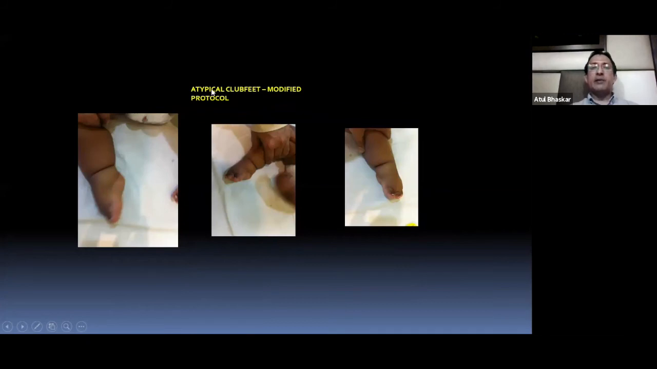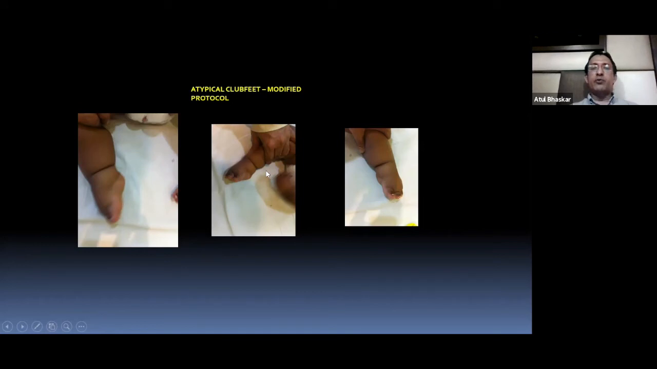This is an atypical clubfoot, and here you need to use the modified Ponseti protocol, where you will start casting, and you will push not only the first ray, but the entire forefoot. So the pressure is on the metatarsal heads and not on the first ray. Rest of the steps are similar. You put pressure on all the metatarsal heads, and then you start correcting the deformity.